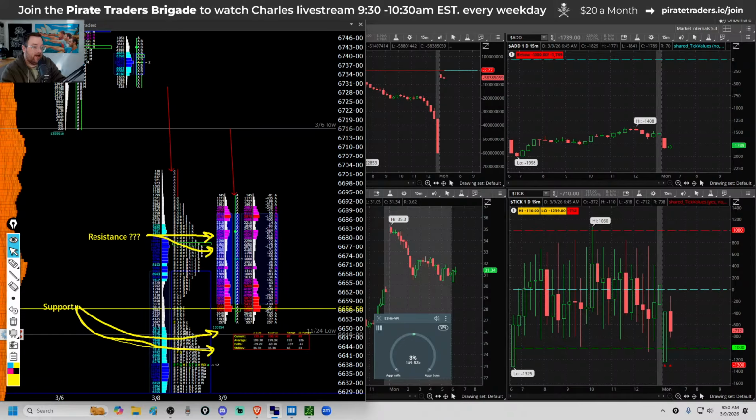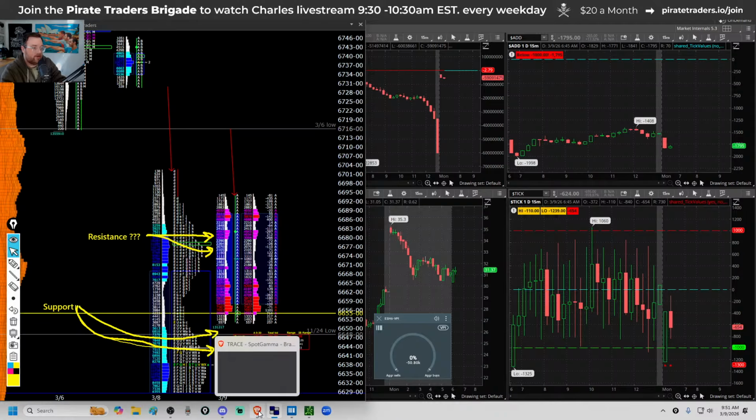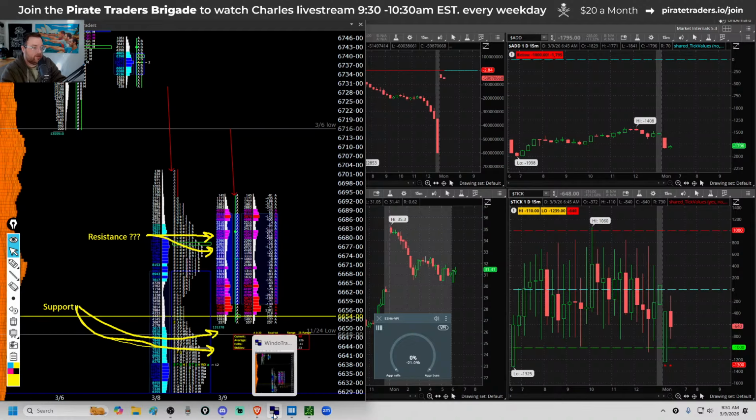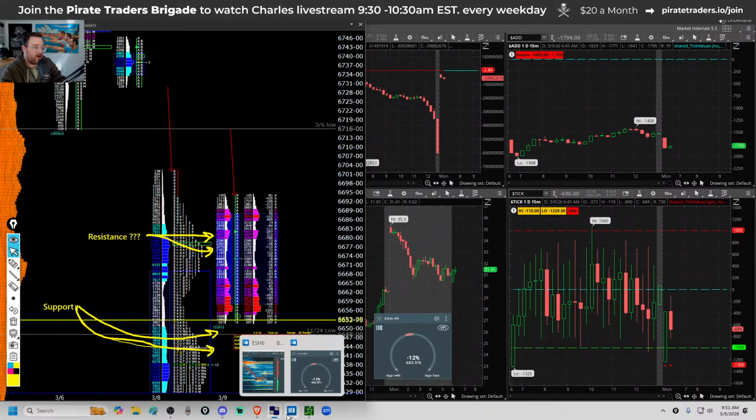Remember, they're trying to get everyone short at the low before they make that instant reversal. So if you are getting short here, you don't want to fall in love. You want to move your stop below your entry as quick as you can.